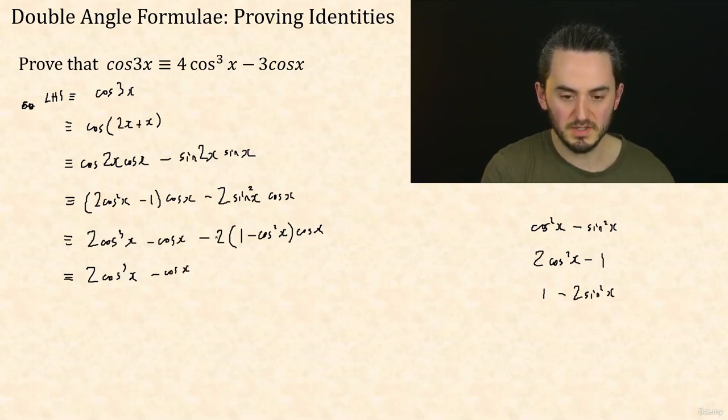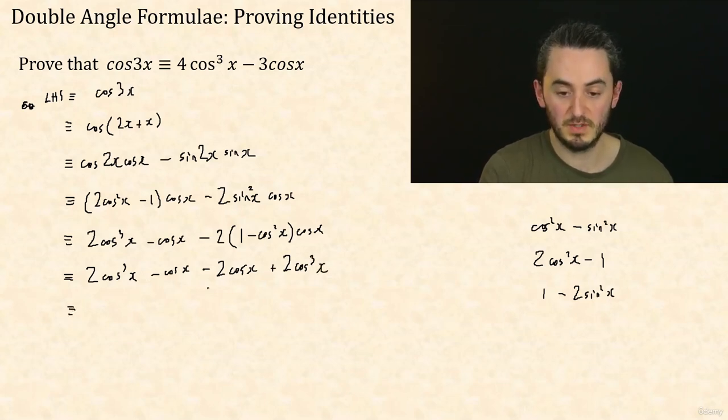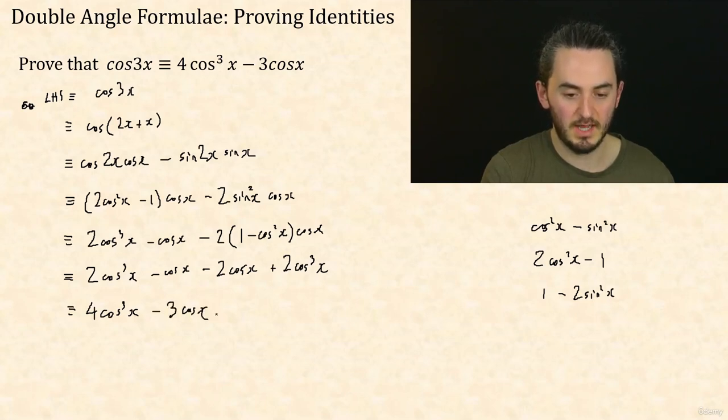Okay, what have we got here? Well, minus 2 times 1 times cos x is minus 2 cos x. And then minus 2 times minus cos squared x, that's plus 2 cos squared x times cos x is plus 2 cos cubed x. So what do we have? I've got 2 cos cubed x plus another 2 cos cubed x, so 4 cos cubed x. Minus cos x minus 2 cos x is minus 3 cos x. So there we are. That's what we wanted. Okay, that is the right-hand side.